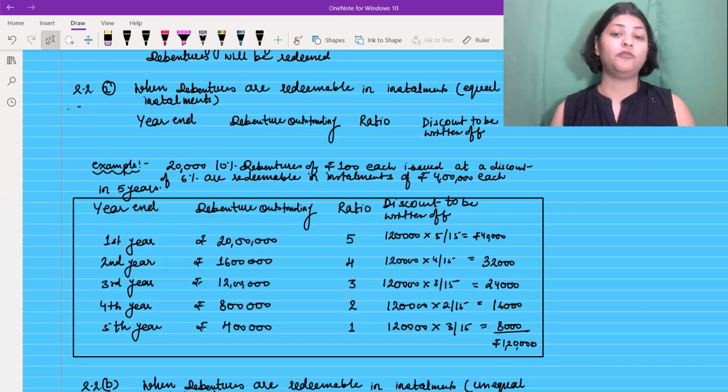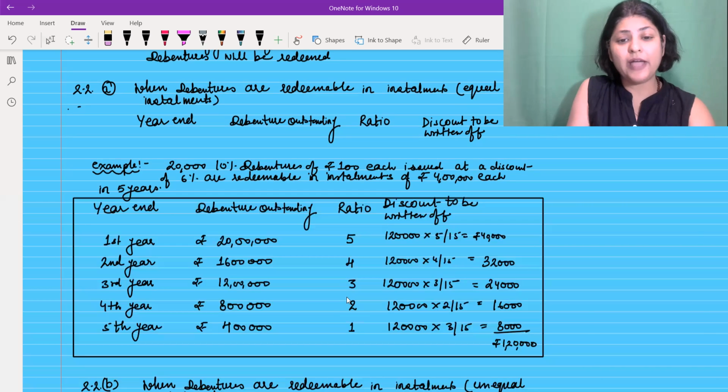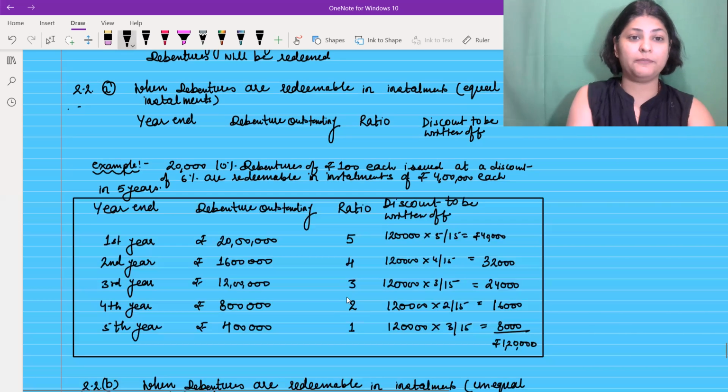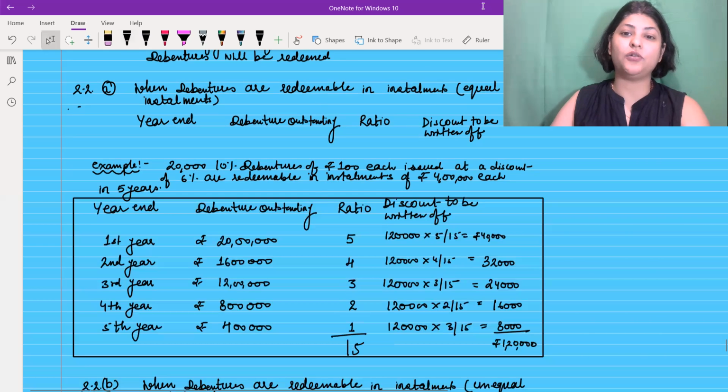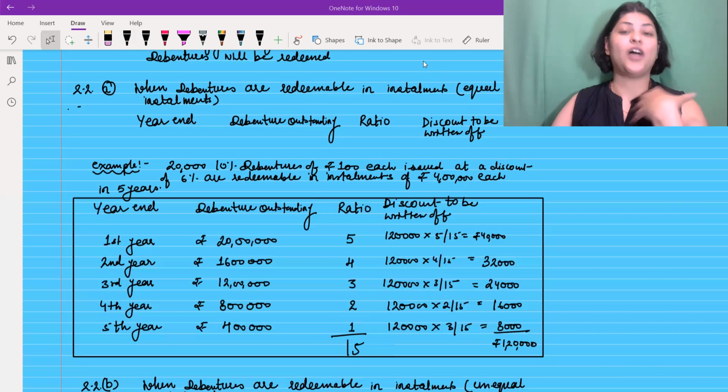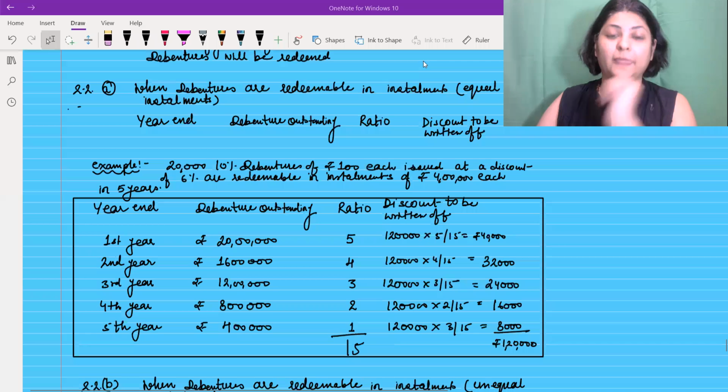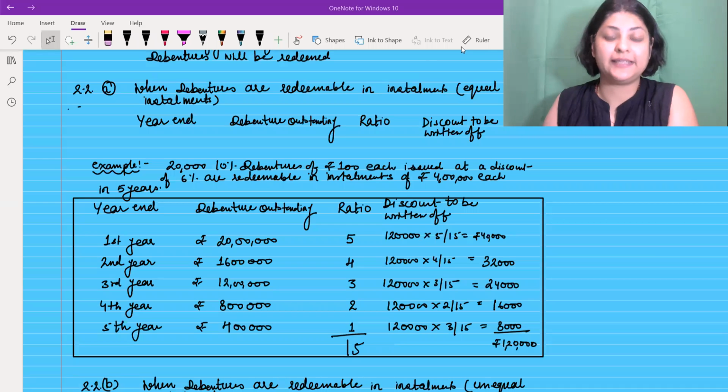This is the total amount of loss which company is facing. This amount of loss has to be divided in this particular ratio. If I write the total of this ratio, it is 15 over here. So every year you are going to deduct the amount from the statement of profit and loss, and you are going to make this allocation of discount to be written off from the statement of profit and loss in this ratio. 5 by 15, 4 by 15, and so on. I'll explain it to you once again how we are going to do it.